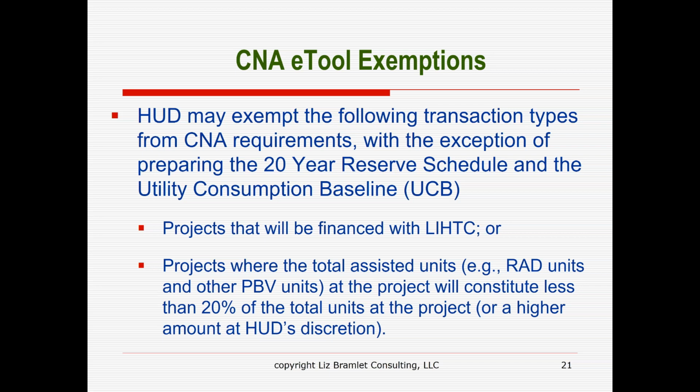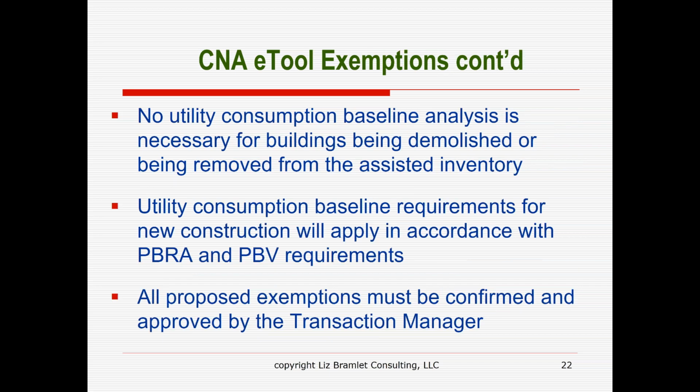So if less than 20% of your units are going to be assisted after the RAD conversion, then you are exempt from this requirement. And HUD, on a case-by-case basis, may approve an exemption for a project whose percentage of assisted units is just slightly higher than 20%. But again, that's on a case-by-case basis.